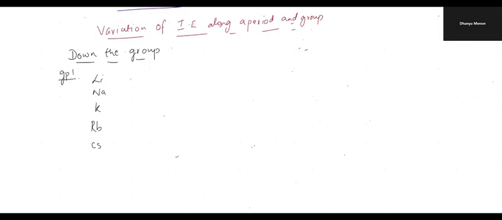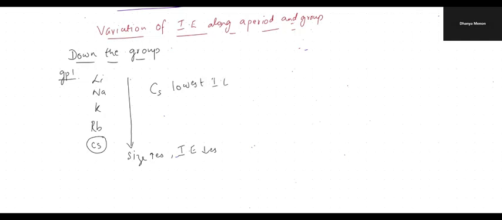Now, down the group. If we take an example of group 1, these are the elements: lithium, sodium, potassium, rubidium, cesium, and francium is there, but because francium is a radioactive element, we are not considering it. As you come down, the size increases, so the ionization energy decreases down the group. If you go up, the ionization energy increases. Cesium has the biggest size, so it has the lowest ionization energy.